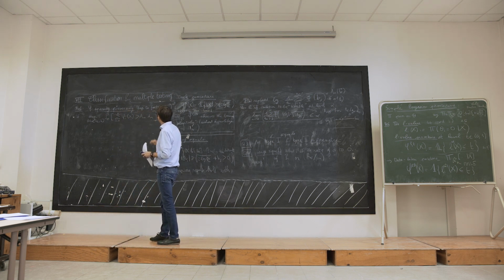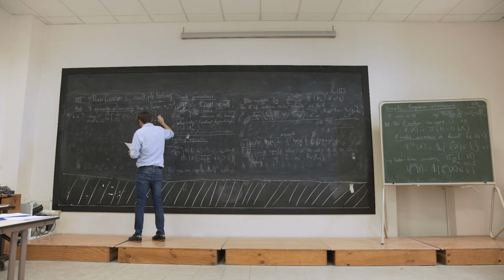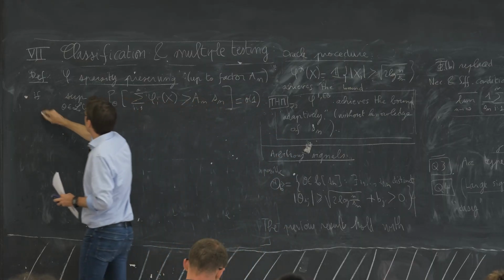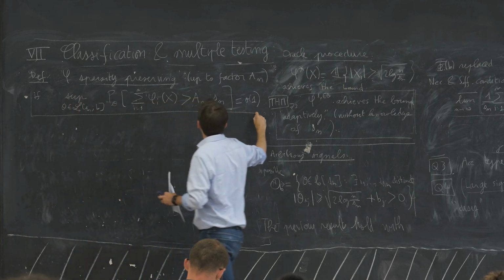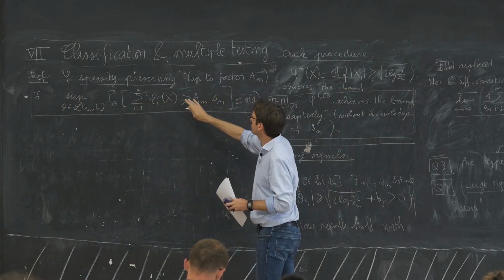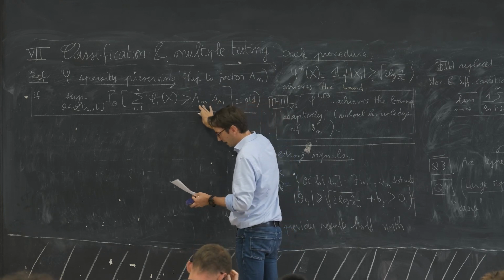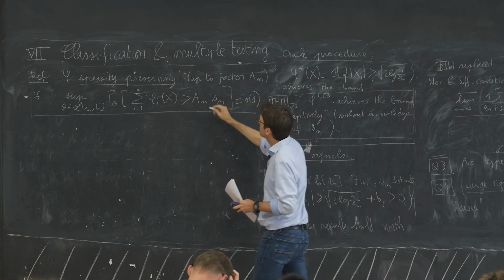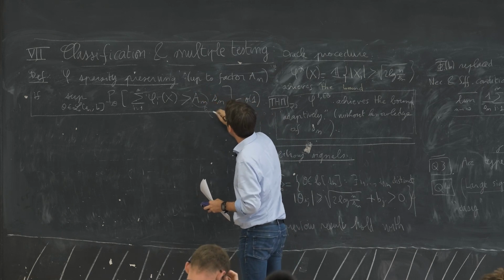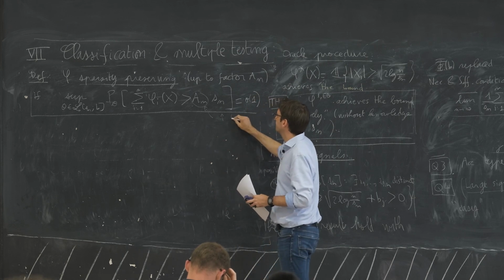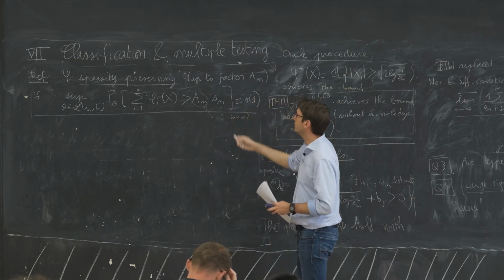And what does sparsity preserving mean? It means that this goes to 0 as n goes to infinity, and this is just saying that the total number of discoveries does not exceed much Sn, up to a factor an, which we are going to take slowly increasing. So you should think of this as a slowly increasing factor with n. Okay, as n goes to infinity, it can go to infinity.